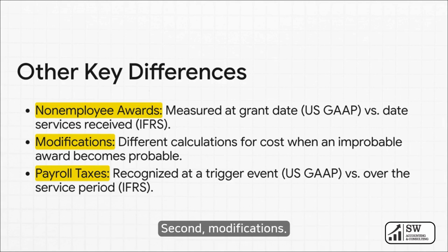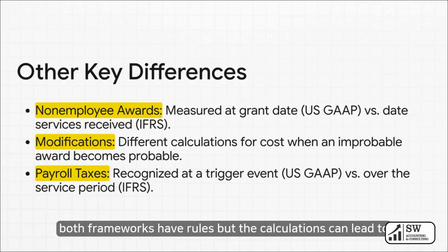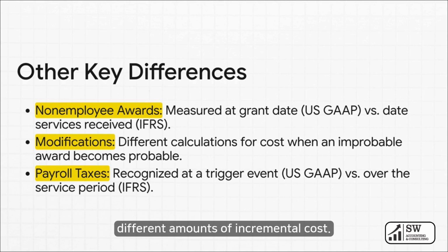Second, modifications. When award terms change, both frameworks have rules, but the calculations can lead to different amounts of incremental cost. And finally, payroll taxes. US GAAP waits for a triggering event like an exercise to recognize the expense, while IFRS accrues it over the service period. It's another classic timing difference.